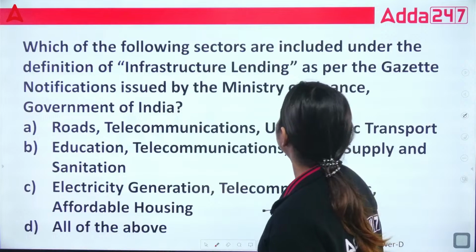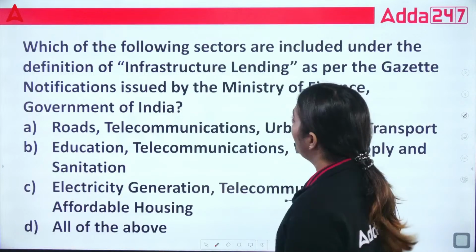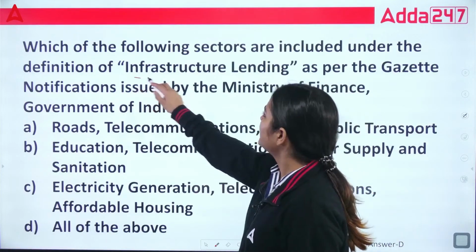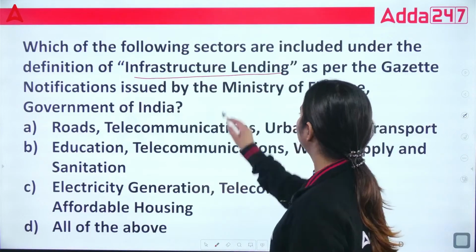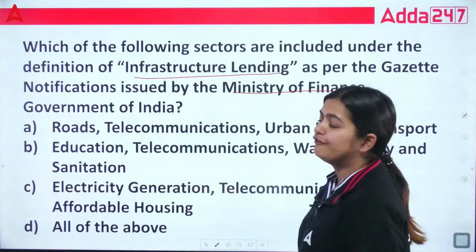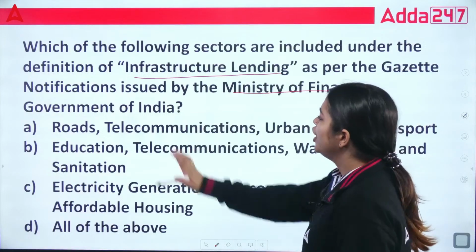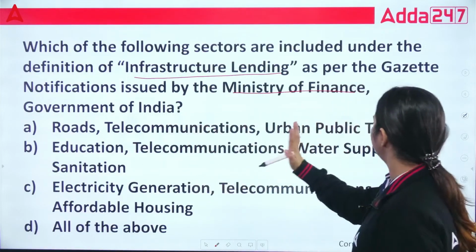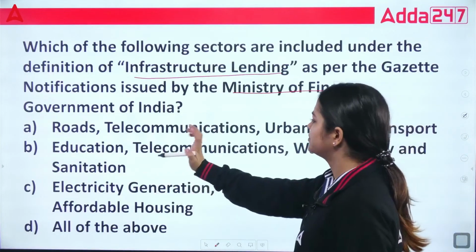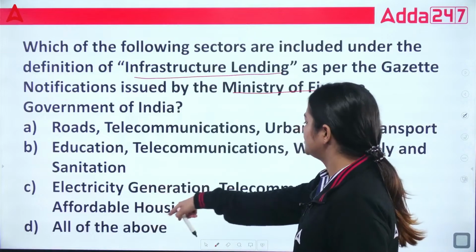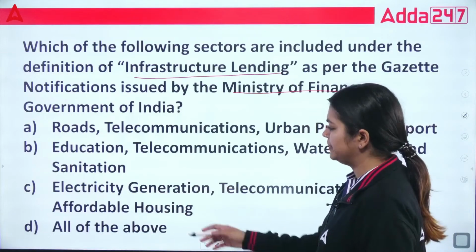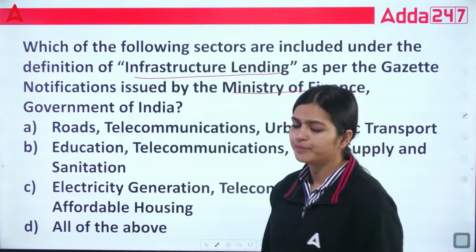Which of the following sectors are included under the definition of infrastructure lending as per the Gazette notification issued by the Ministry of Finance, Government of India? A. Roads, telecommunications, urban public transport, education, water supply and sanitation. C. Electricity generation, telecommunications, affordable housing. D. All of the above.